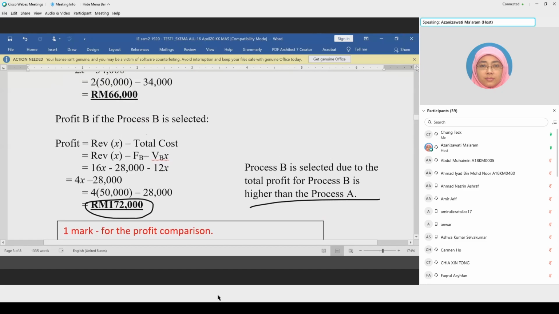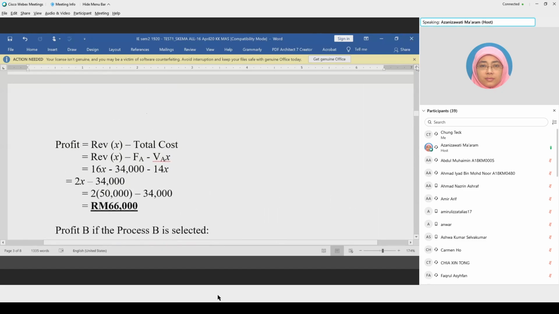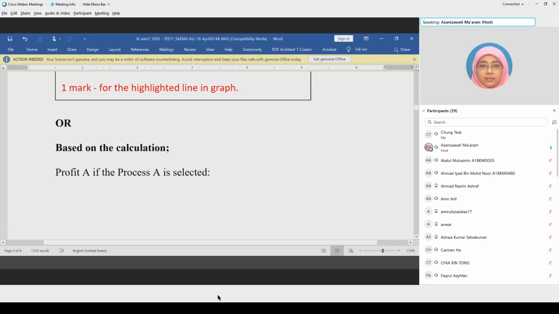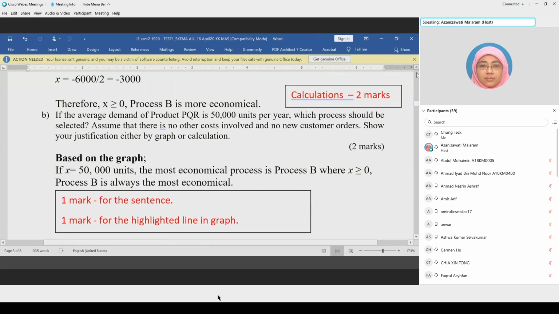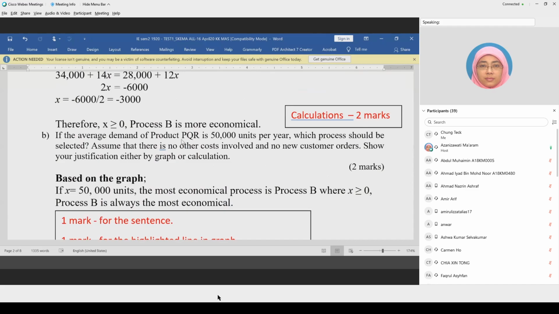Itu kan dia tanya tadi ya soalan ni, soalan B ni. Dia kata if the average demand of it is 50,000, so you replace lah 50,000. Kalau dia kata 100,000, then you replace the Q with 100,000. Okay.